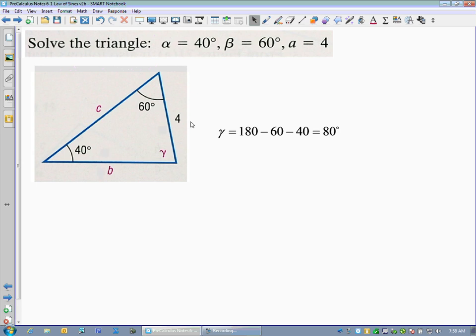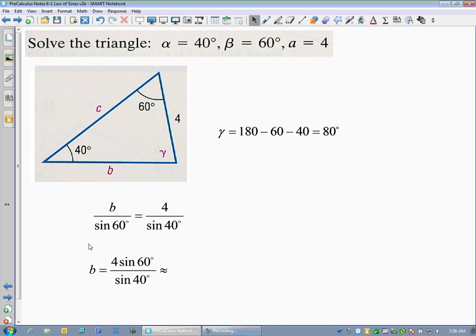We also do have a side and angle pair. Notice we have the side of 4 and the angle of 40 degrees, so we can use the law of sines. So we're going to set up a proportion. We'll solve for b first. So b is to the sine of its angle, as 4 is to the sine of 40. So this is the proportion we set up: b is to sine 60, as 4 is to sine 40. Now, solving this equation for b, we're going to multiply both sides by sine 60, and we get b is equal to 4 sine 60 over sine 40.